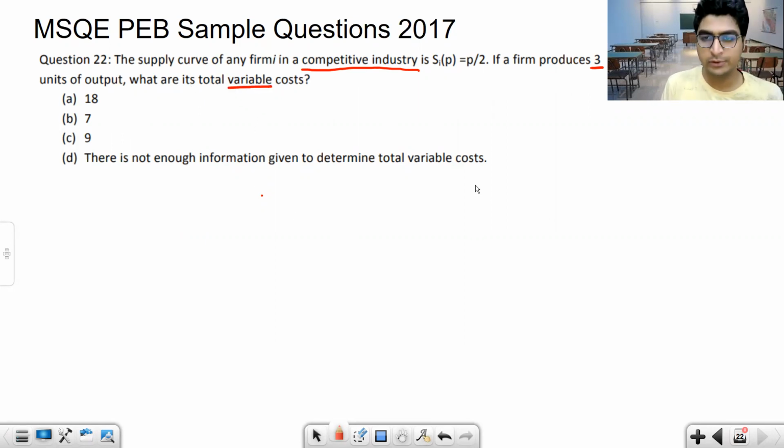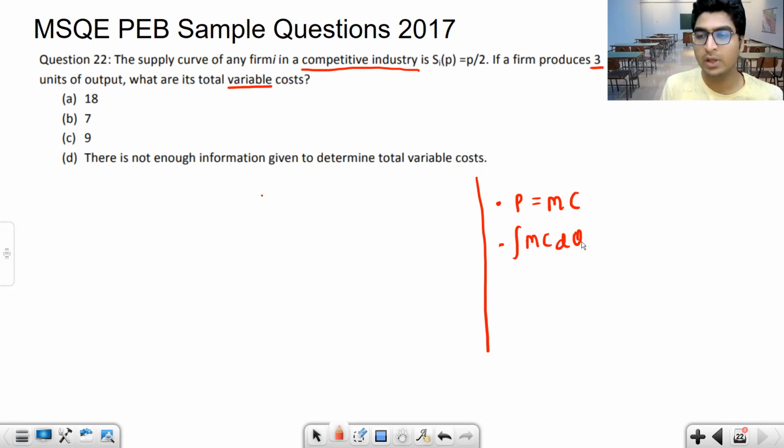Okay. So perfect competition की बात हो रही है. That means in equilibrium, price will be equal to marginal cost. That's the first thing you need to know. And integration of marginal cost will be equal to total cost, which is nothing but total variable cost plus total fixed cost. Okay. So let's see.